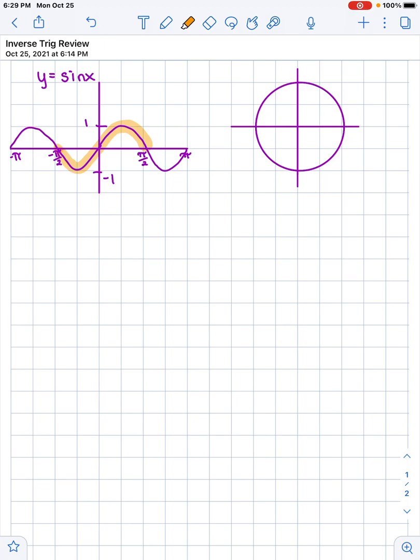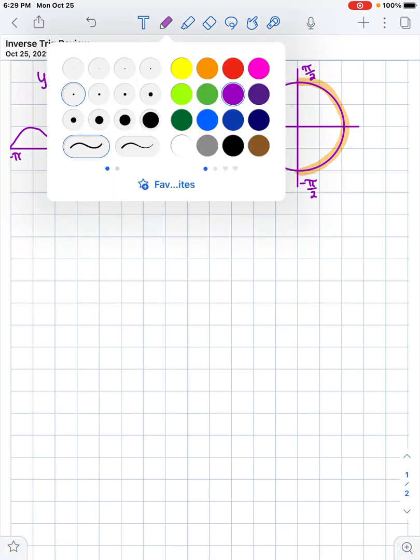So if I look at this unit circle I have on the side here, negative pi over 2 is here, positive pi over 2 is here, and every value between negative pi over 2 and positive pi over 2, that's where inverse sine lives. So that's where we'll find the answers to our questions. I'll explain a little more in just a moment. Okay, so that's where sine is, between negative pi over 2 and positive pi over 2.